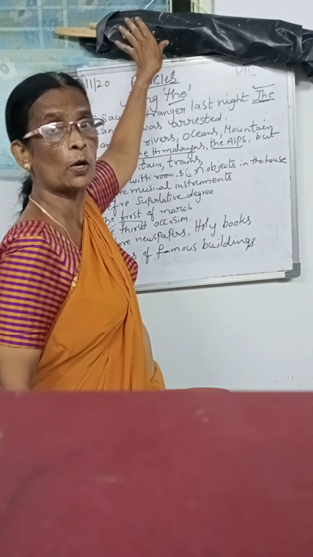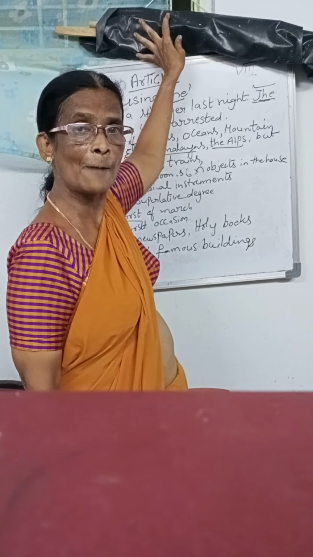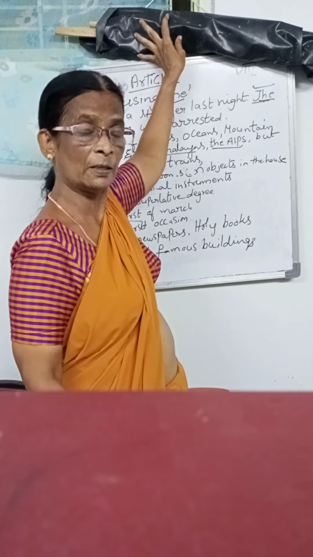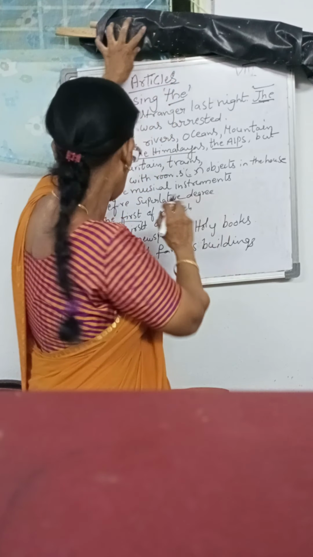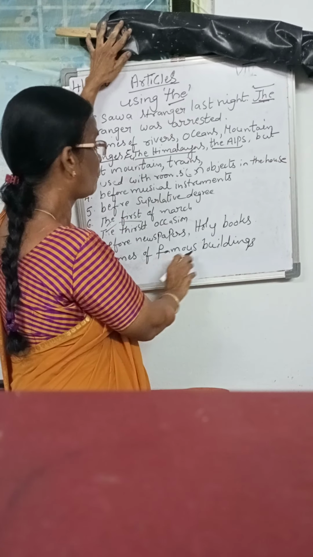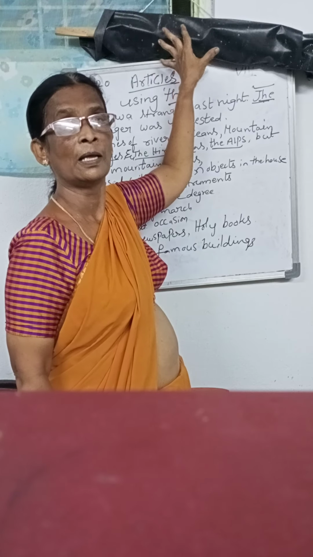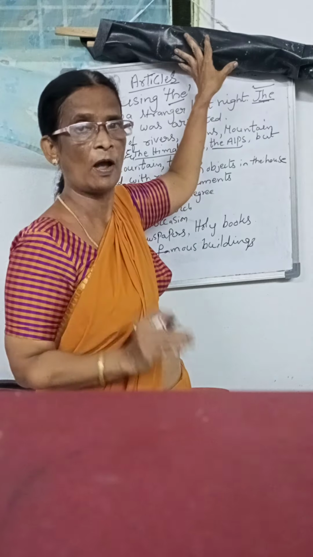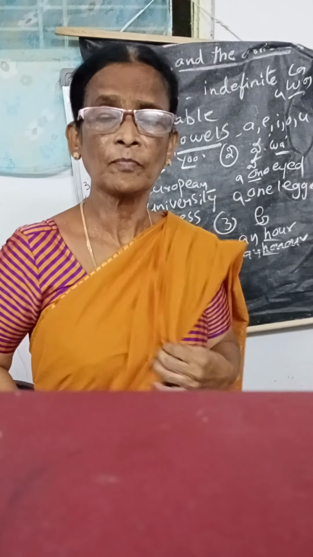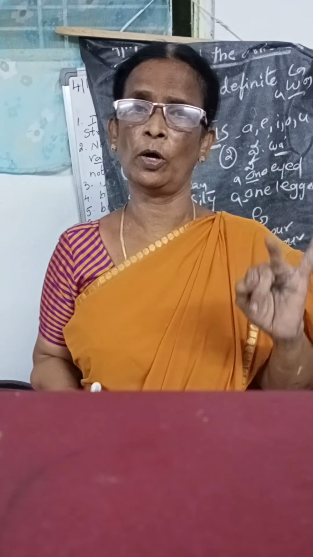Then the holy books: the Quran, the Bible, the Ramayana, the Bhagavad Gita, so all holy books. Before holy books we have to use "the". The last one is names of famous buildings: the Taj Mahal, the Qutub Minar. Before famous buildings we have to use "the". So here we learn "a" and "an" are indefinite articles, "the" is the definite article. Remember, listen carefully and try to write all the answers correctly.